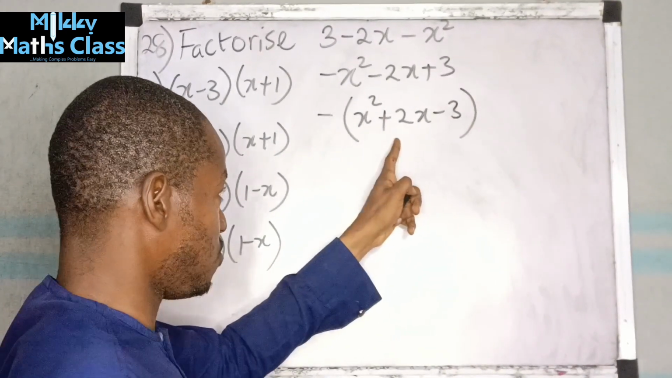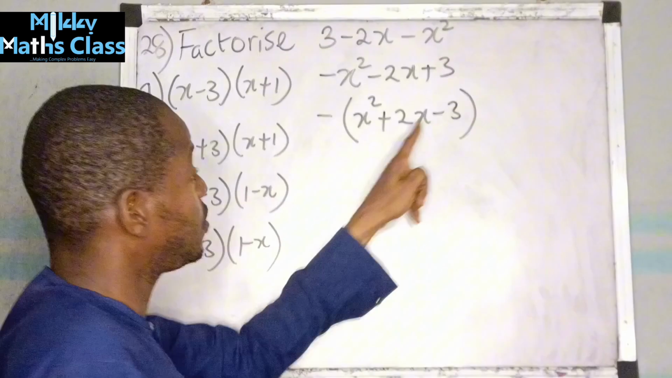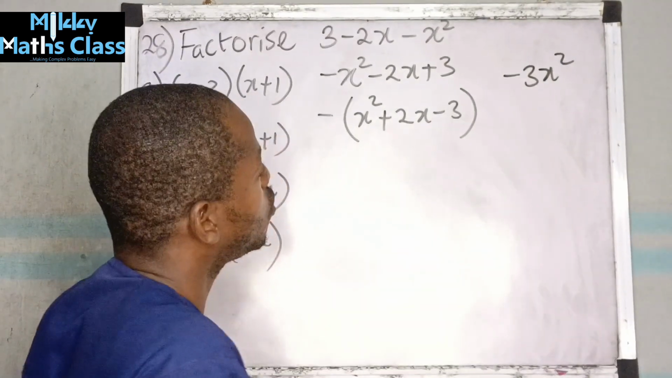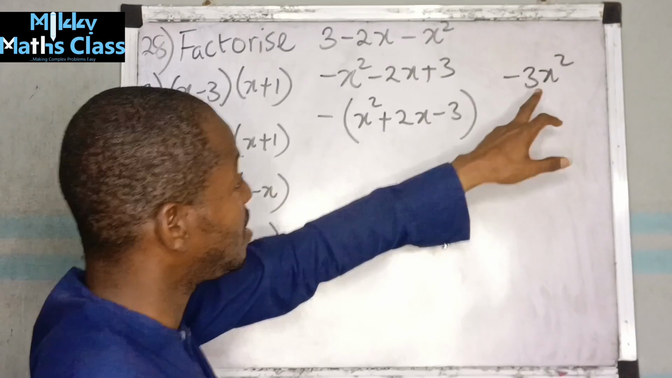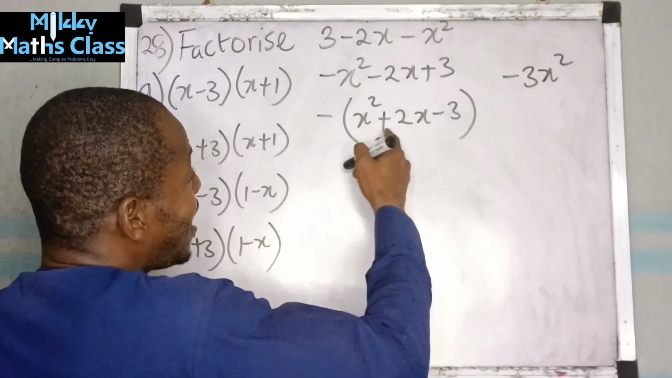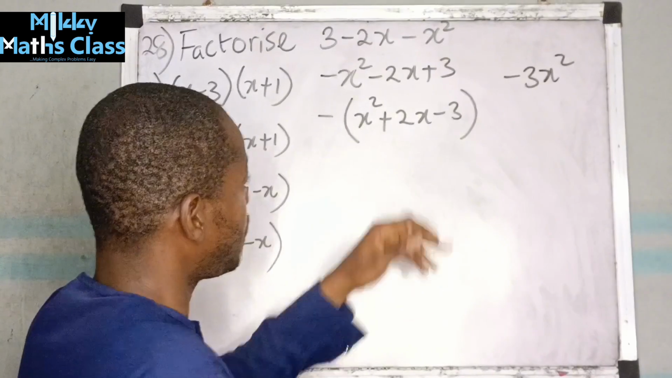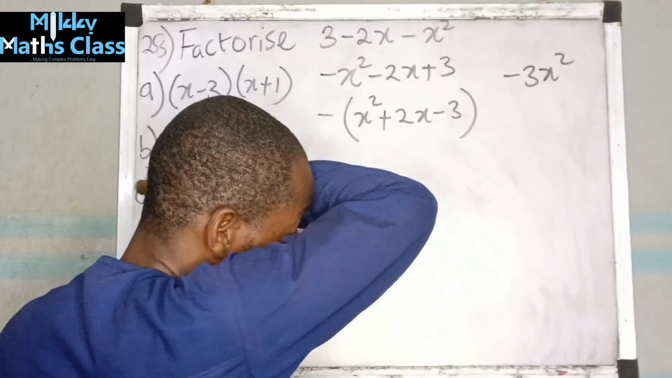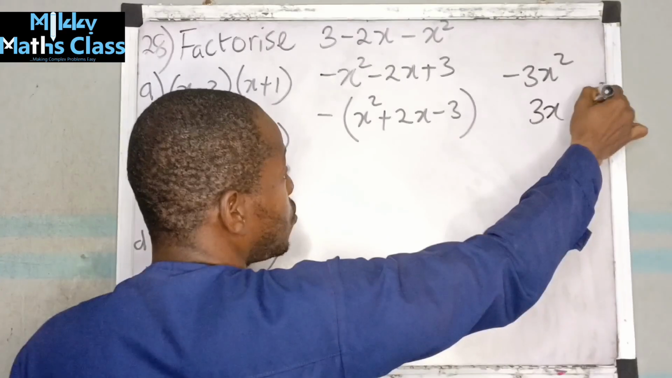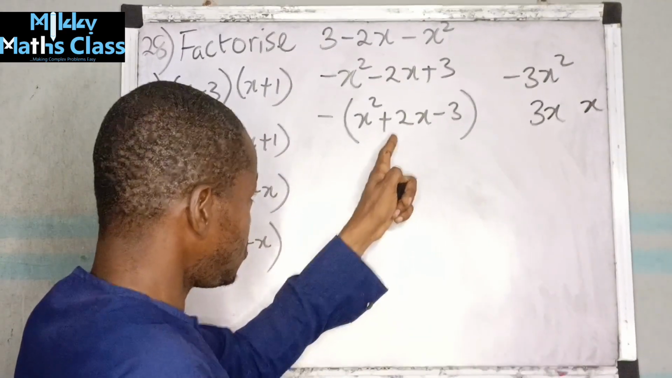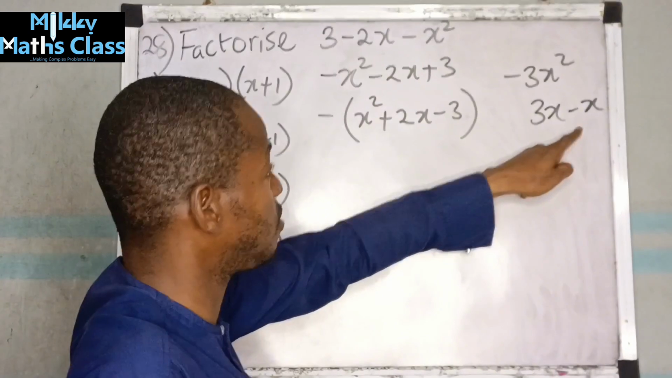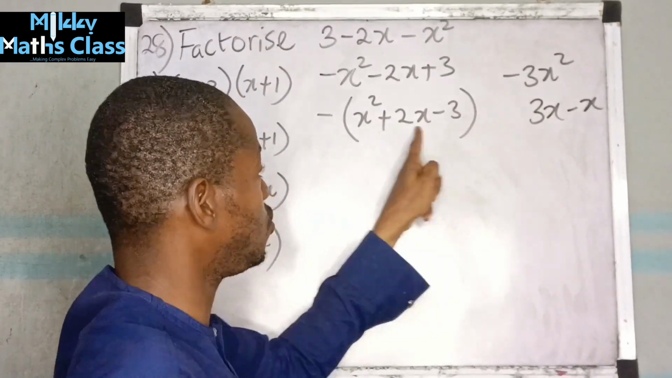Now let's factorize this. This is negative 3 times this. That will be negative 3x squared. Now look for two numbers such that when I multiply them, I will get negative 3x squared, and when I add them together, I will have positive 2x. So the factors are 3x and negative x, because this times this will give me this, and when I add this to it, it will give me this.